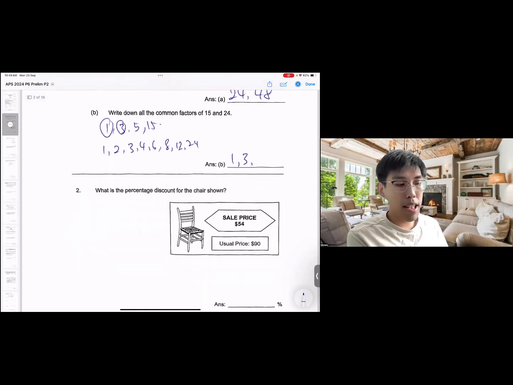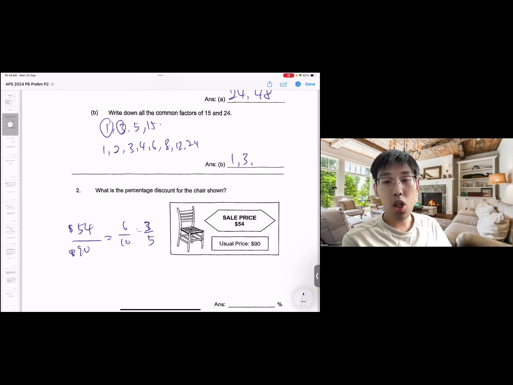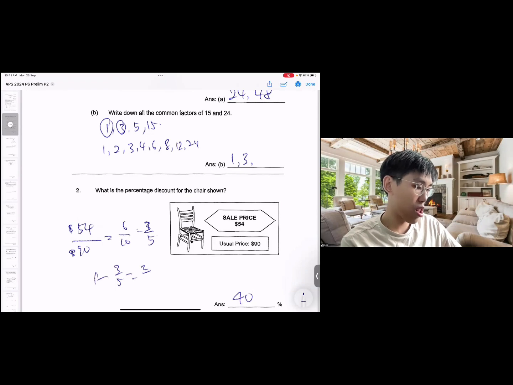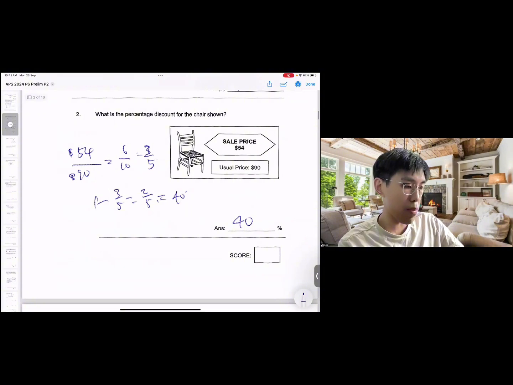Okay, next. Percentage discount for the chair shown. We need to find what's the discount. This is $54 out of $90. If you know your times table well, this one is actually 6 over 10, which is 3/5. So you are paying 3/5 of the price, which means you are being discounted 2/5 of the price, and 2/5 is 40%. This one is straightforward. So 1 minus 3/5 is 2/5, and 2/5 equals 40%.